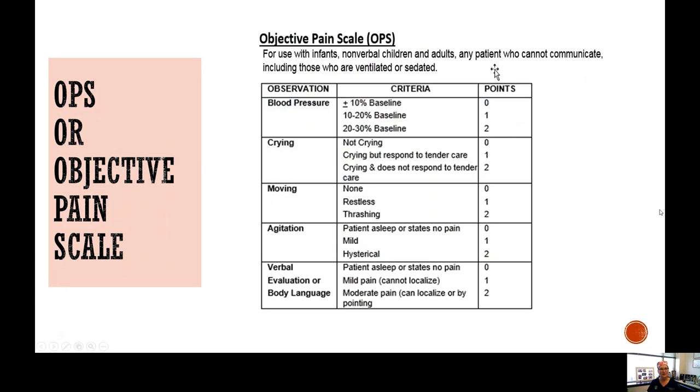Our next one, we have an OPS or objective pain scale. Now this is for infants, nonverbal children, and adults, and any patient that can't communicate, including those that are ventilated or sedated. So you go through, score them 0, 1, or 2, and of course it pulls in blood pressure, some pathophysiology, along with what they're physically doing, and add that up for total pain score.